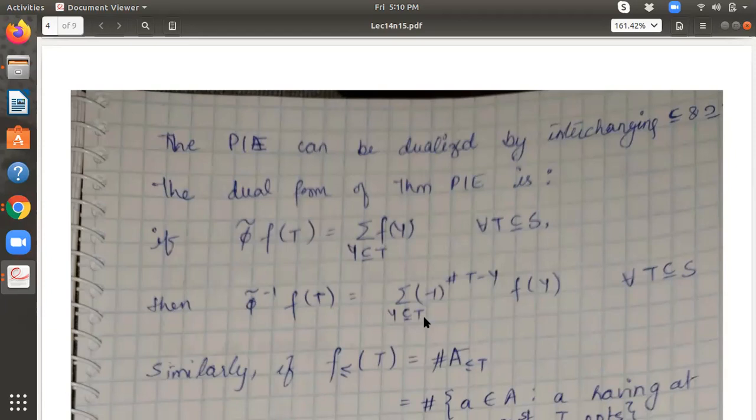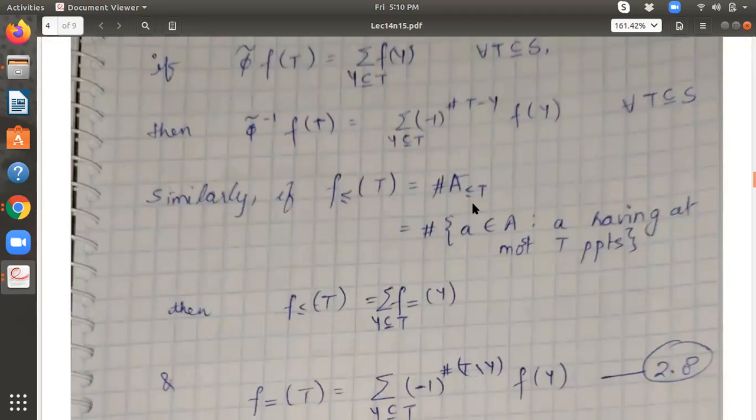Okay? So just how we defined F greater than or equal to T, we can define F less than or equal to T. This is going to be the cardinality of the set A less than or equal to T, where this set is going to be all the elements of A that have at most the properties that are in T. All right?